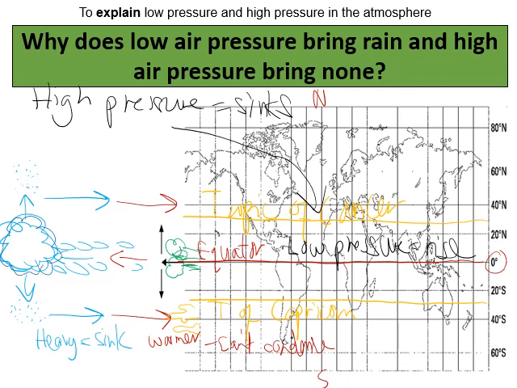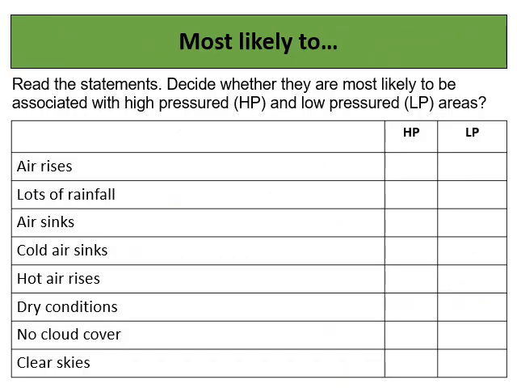So once you have drawn this and you've completed the tasks for task 3, you now need to do this. So decide whether these are most likely to be statements of high pressure or low pressure. So let's do a couple of examples together.